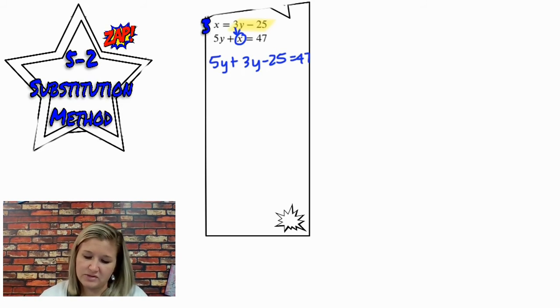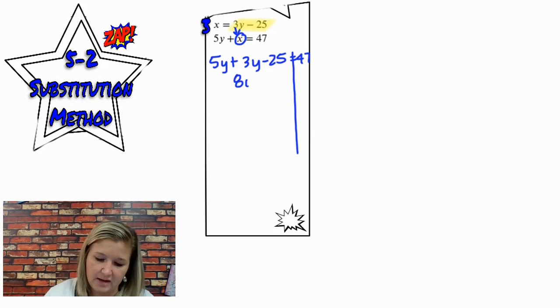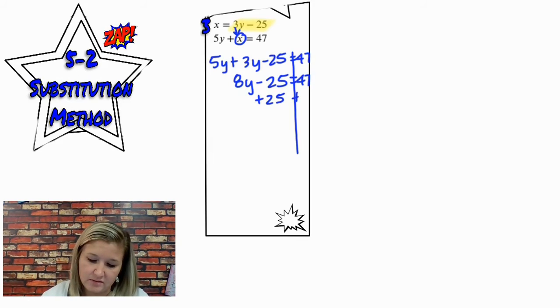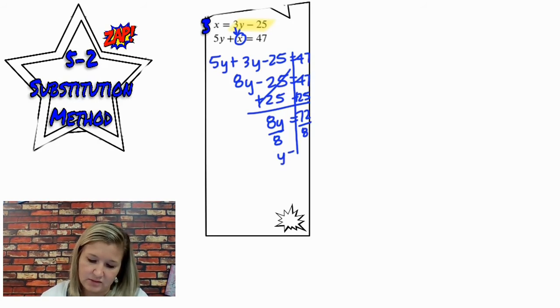So here's my equal sign. So I have 5y and 3y on the same side. That becomes 8y minus 25 is equal to 47. Then I'll add 25 to each side. 8y equals 72. Then divide by 8. And y is equal to 9 here.